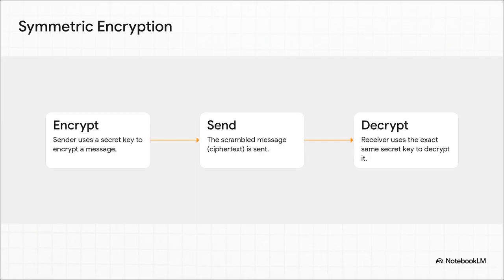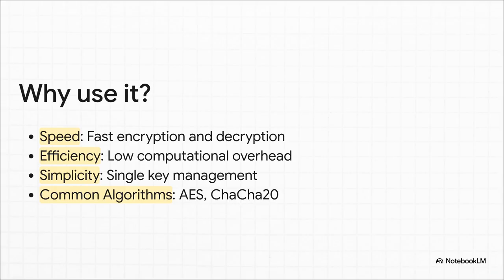So the process is super direct. The sender locks the message with a secret key, they send the scrambled message, and then the receiver uses an identical copy of that exact same secret key to unlock it. Simple and really effective. And there's a reason this method is so popular.